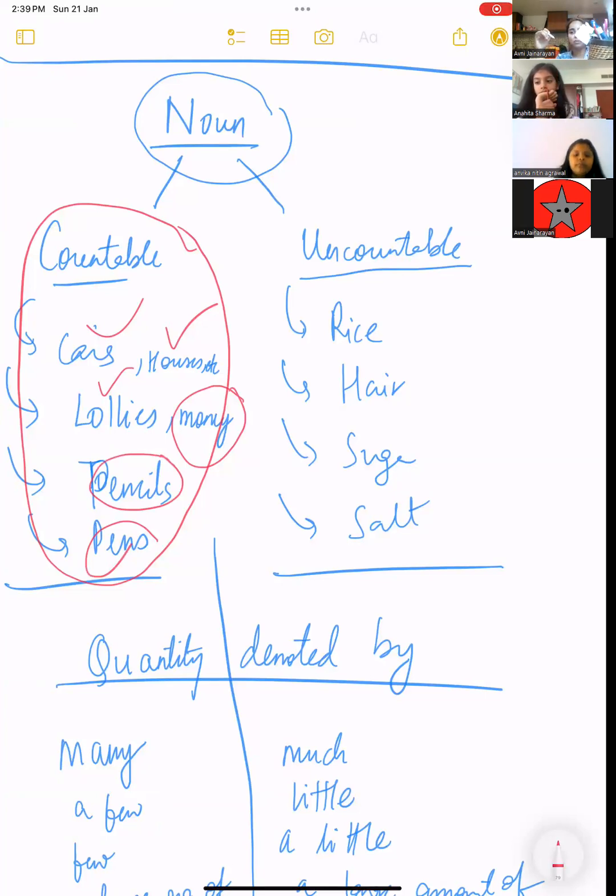How many pencils do you see? You can't count, but would you say? Yeah, many. That's the word. Correct. There are many pencils. Will you say there are much pencils? Okay. Will you say there are little pencils, or will you say there are less pencils?